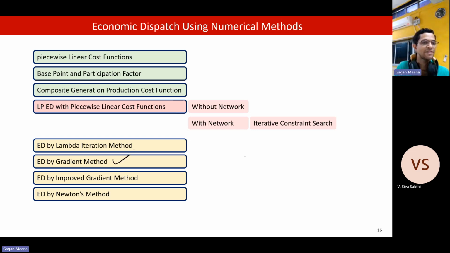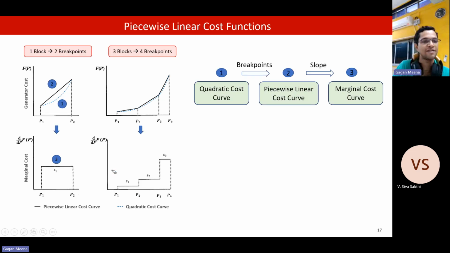Then there are some problems with gradient, so we move to improved gradient. We'll see all this. The last one is Newton's method. So this is the first one, the piecewise linear cost function, which I was trying to draw, but somehow it was not good. Here you can see it very clearly. We have three steps here. Initially we have the quadratic cost curve. This is the first one. You can see here.